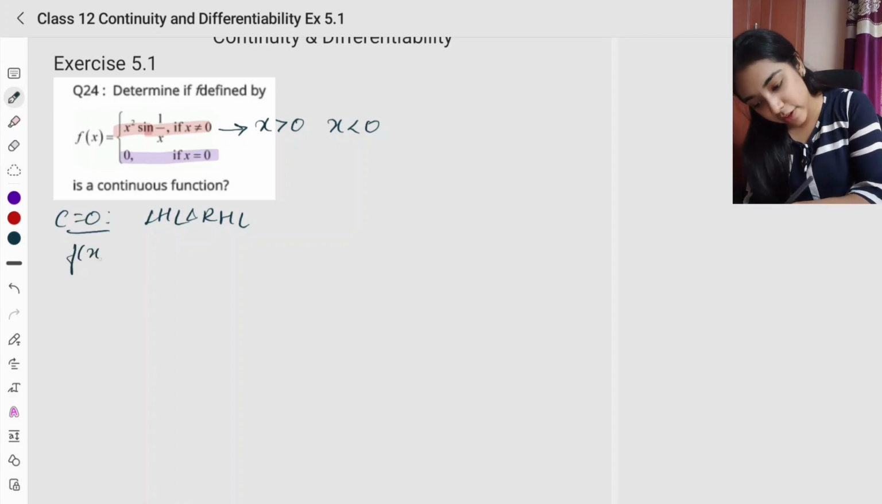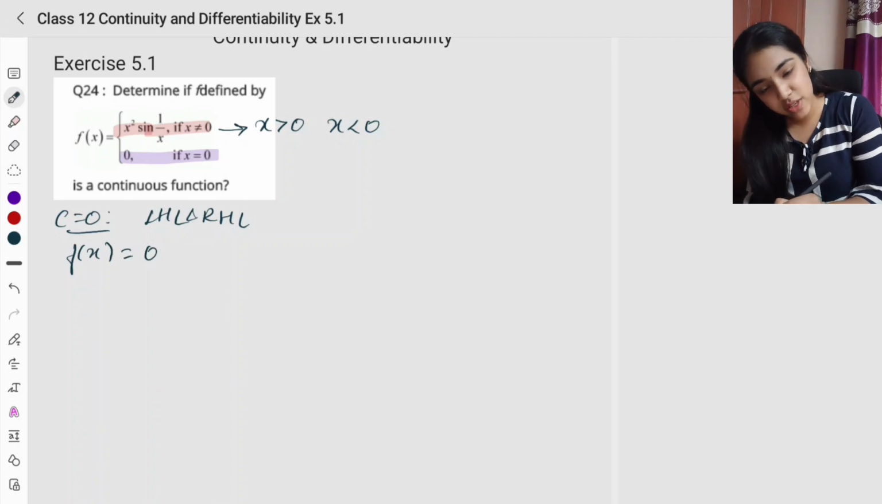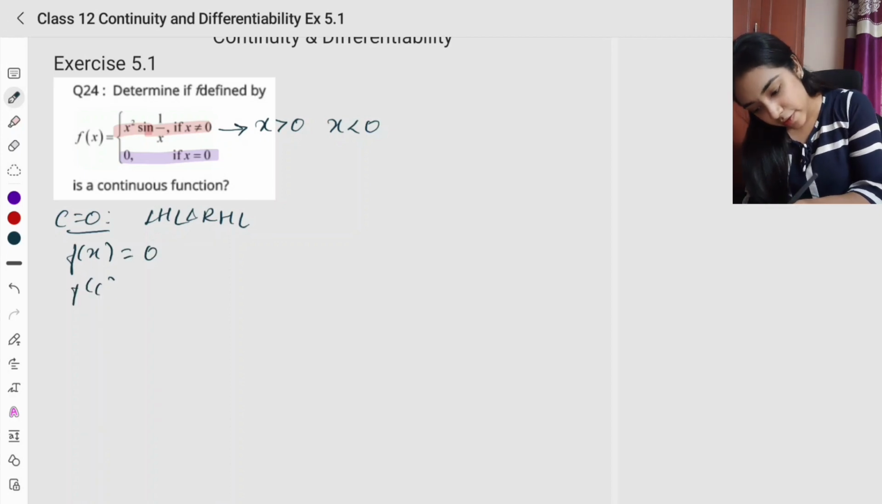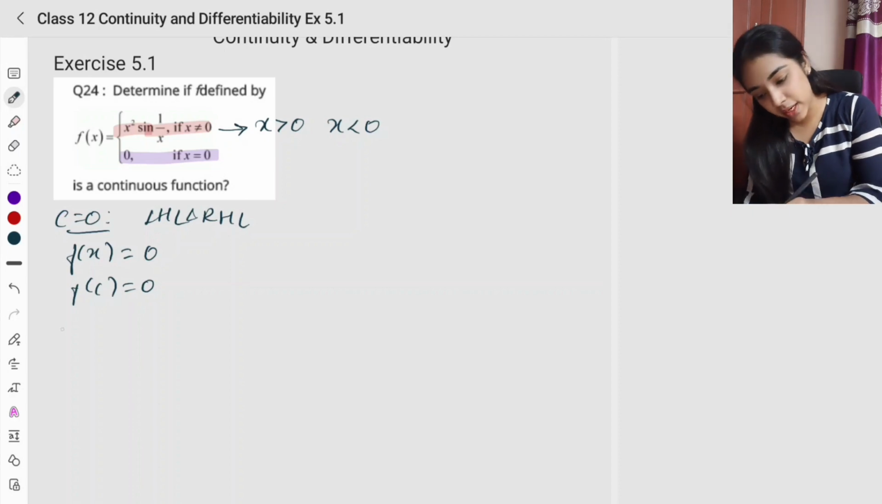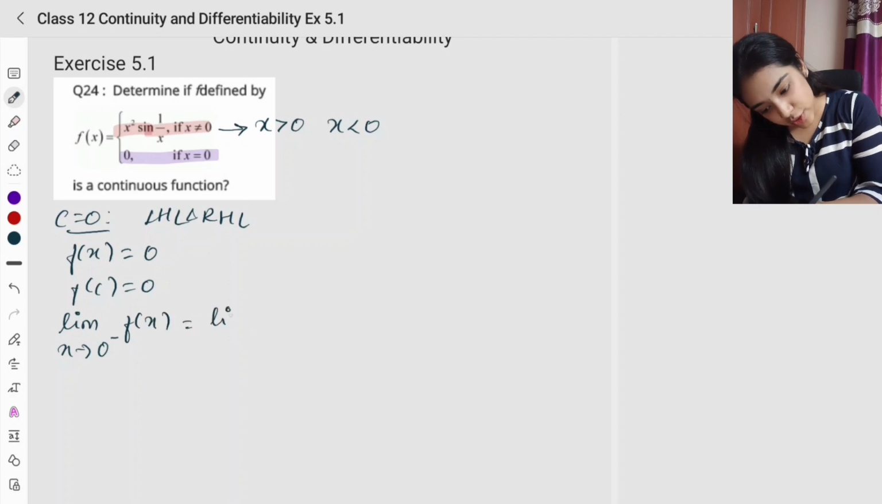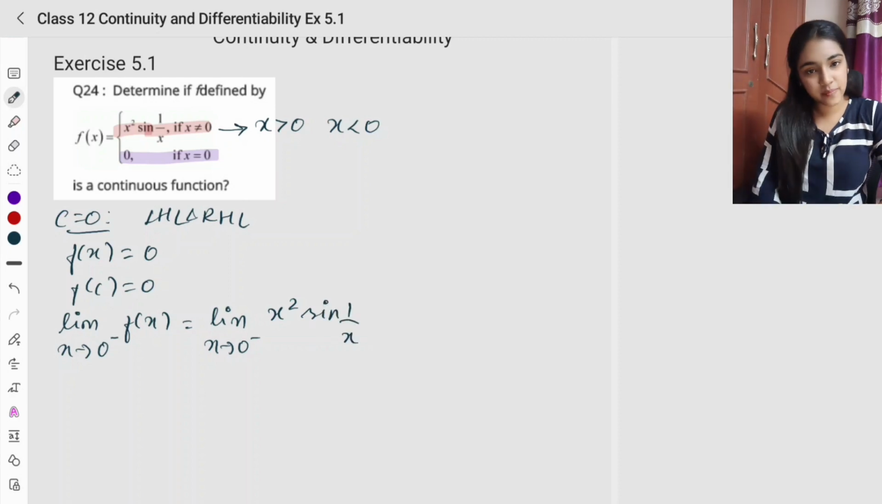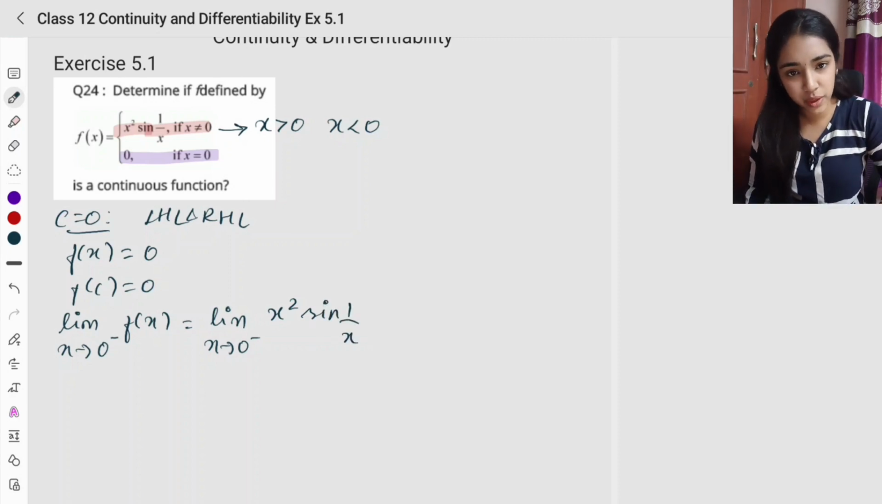First of all, what is my f of x? At x equal to 0, it is going to be 0. It is given in purple. I have f of c is equal to 0. Now let's look at the limit, left hand limit. Limit x tends to 0 minus of f of x. It is going to be limit x tends to 0 minus of x square sin 1 divided by x. Now what happens when we substitute 0 in that?